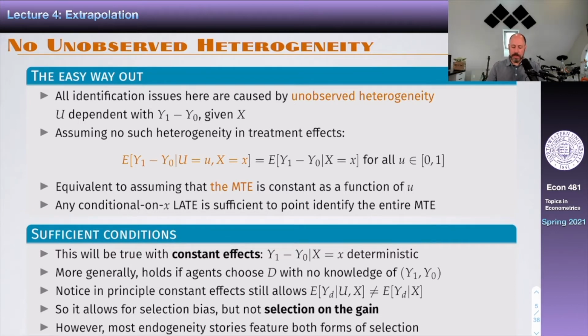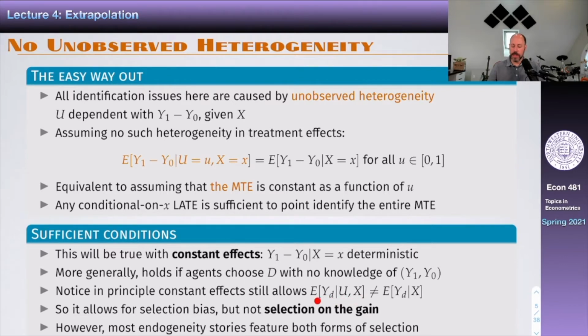A condition like this will happen, for example, if we have constant treatment effects, okay? Meaning Y1 minus Y0 conditional on X is deterministic, okay? And, as I wrote here, it will hold more generally when agents choose D with no knowledge of their potential outcomes, okay? This is sort of like cheating in a way, but you could say, oh, look, my assumption here still allows for selection, okay?